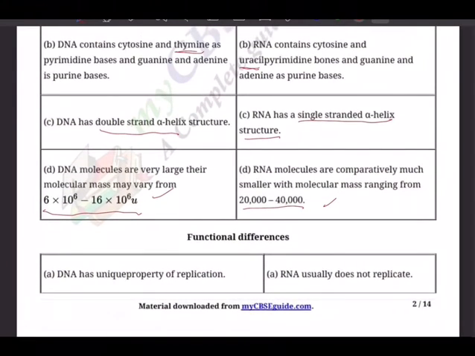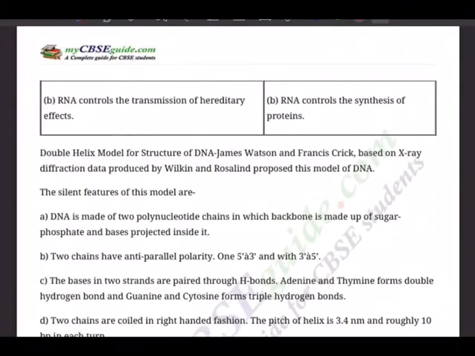And the functional difference: DNA has the unique property of replication, DNA replication. Without this property, DNA would not have replicated, and varieties wouldn't have been formed. Only Xerox copies would have been formed. And RNA usually does not replicate. Of course, usually, but there can be chances. Okay, make a correction: DNA controls the transmission of hereditary effects. RNA controls synthesis of proteins, as I said just now.